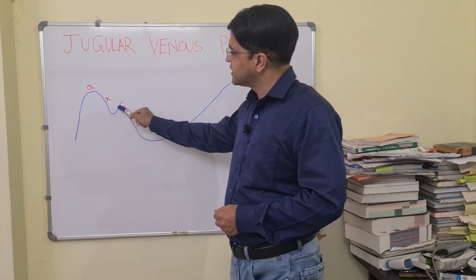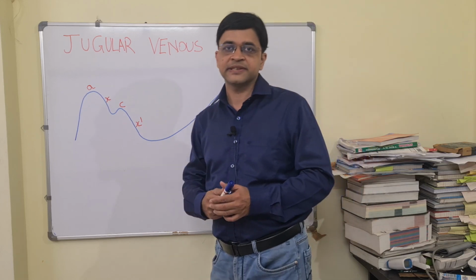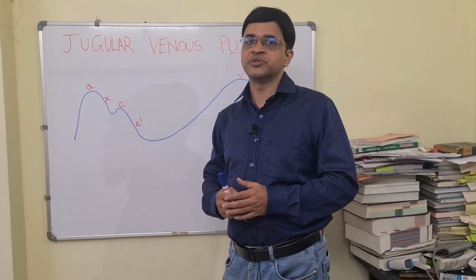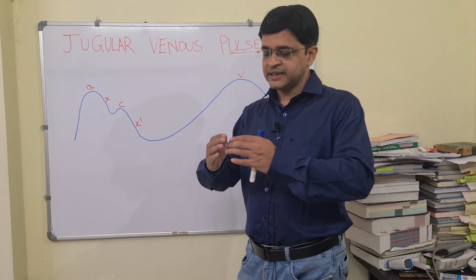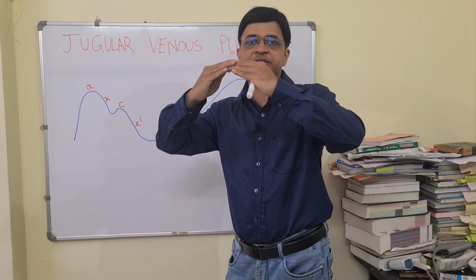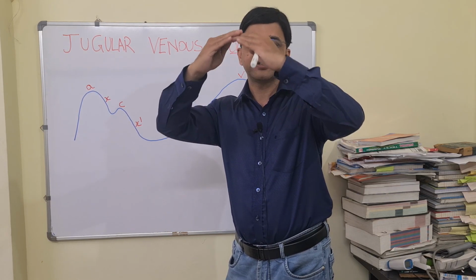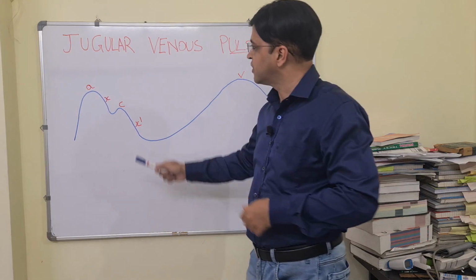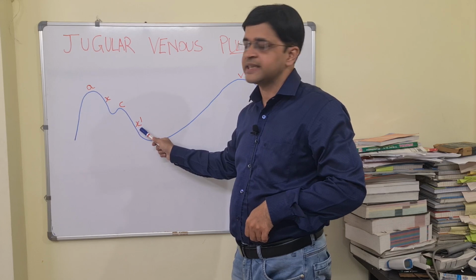Next we have the C wave, right? The C wave is very important exam wise. It has been asked something like 2 to 3 times in NEET PG and INI CET exams, right? The C wave is because of the bulging of the atrioventricular valve into the atria, right? And after that we have the X dash descent, right?